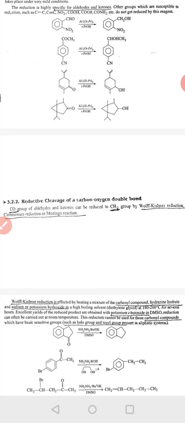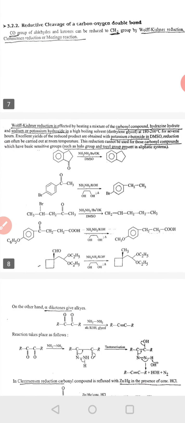There is a limiting condition for this reduction that you have to keep in mind while carrying it out: this reduction cannot be used for those carbonyl compounds which have base sensitive groups such as halo group and tosyl group present in the aliphatic system. Keep in mind, aliphatic system. So Wolff-Kishner reduction cannot be used for carbonyl compounds which along with carbonyl groups have base sensitive groups.